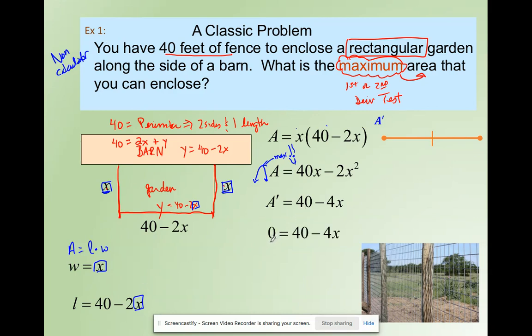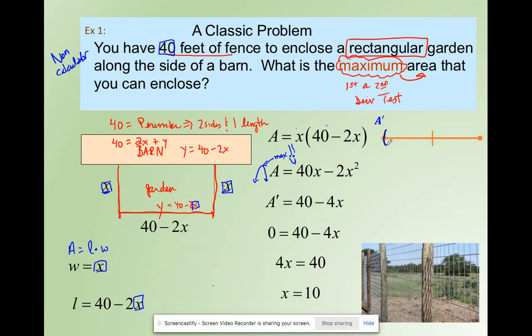I set the derivative equal to 0, and I found the x coordinate that makes the derivative equal to 0, and I went to my number line. Now notice on my number line, I have ends. Should this be a closed interval or should this be an open interval? Right, now think, what is the length of my interval anyway? What number is up here? You only have 40 feet of fence, right?